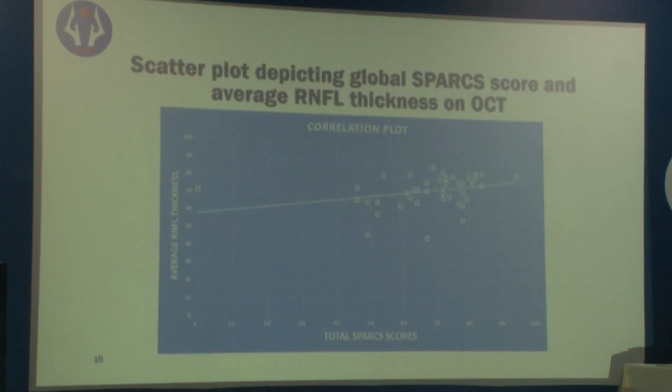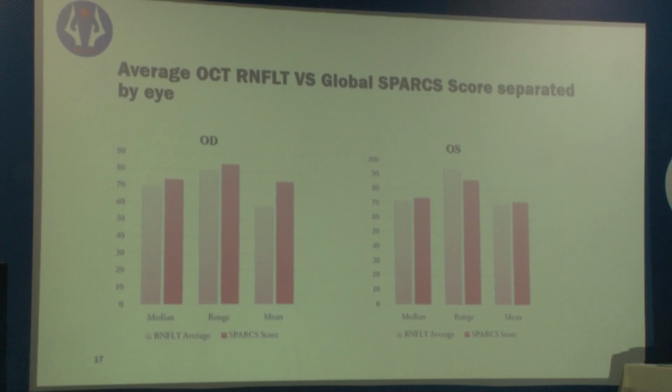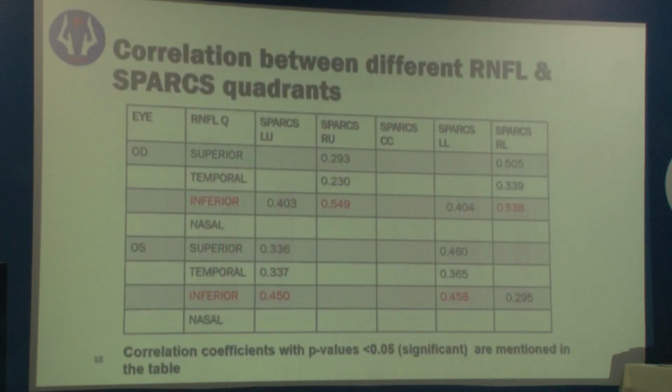There is a scatter plot showing the same in individual eyes as well. Both the average RNFL thinning and the global Spark score showed a significant correlation. When individual RNFL quadrants and Spark zones were compared, a correlation was found specifically in the inferior quadrant. The right eye inferior RNFL quadrant correlated well with the right upper and the right lower Spark scores, and the left eye correlated with the left upper and the left lower Spark scores.